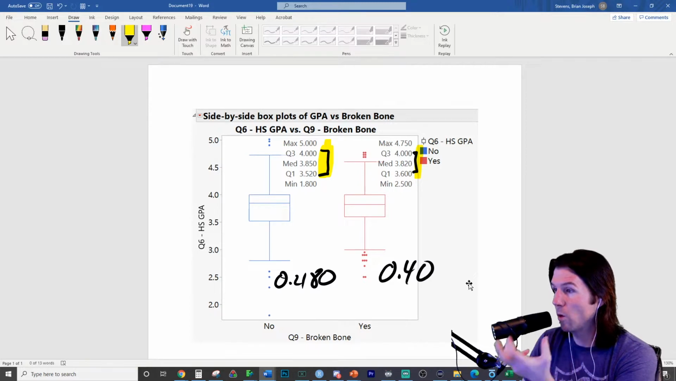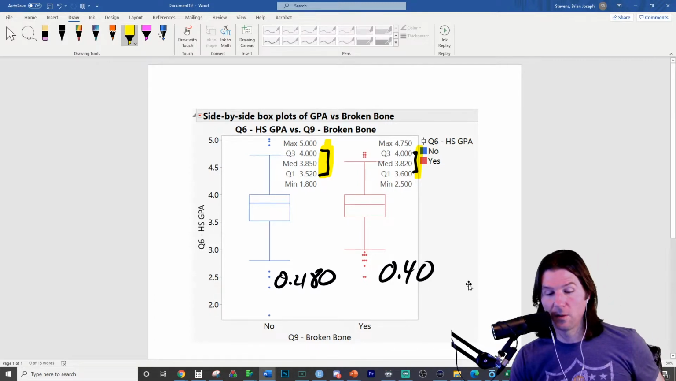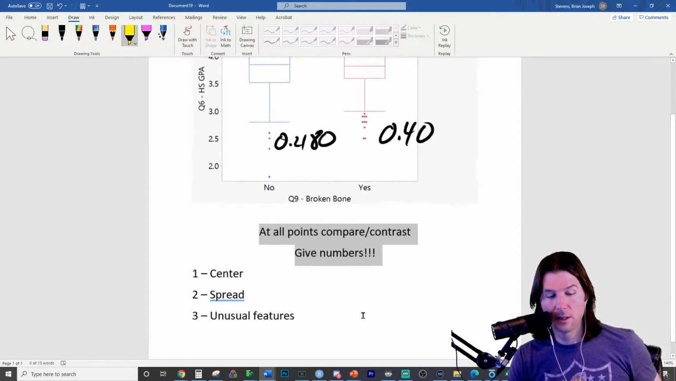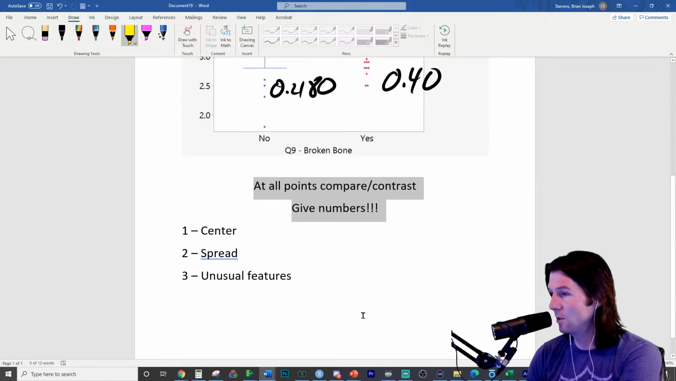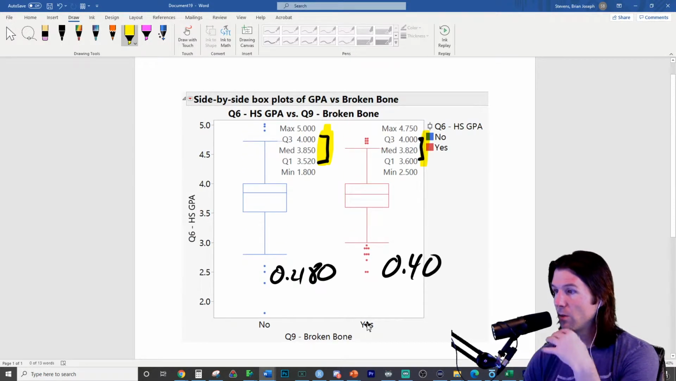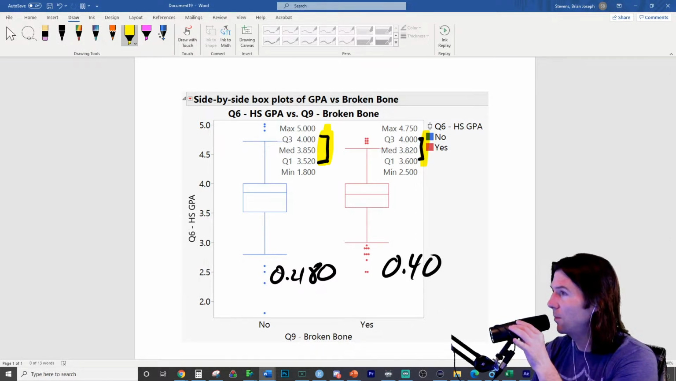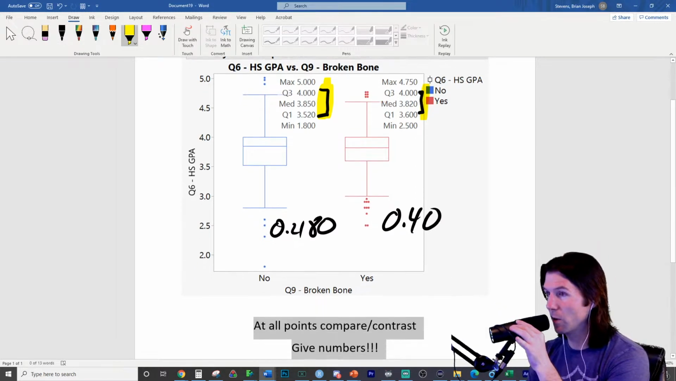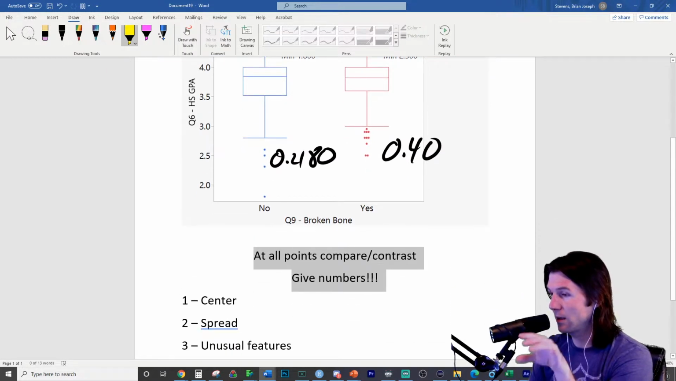Does everyone see how I'm walking through this, and what am I doing? I talked about the center, spread, and unusual features, and I mentioned the numbers, and I'm comparing and contrasting. Does everyone get the point? With this 5-number summary up here, we have a lot of things to say. Does this make sense? I think it was Miranda. How are you doing on your interpretation of yours right now? Is it making sense how to compare and contrast the shape, center, and spread?